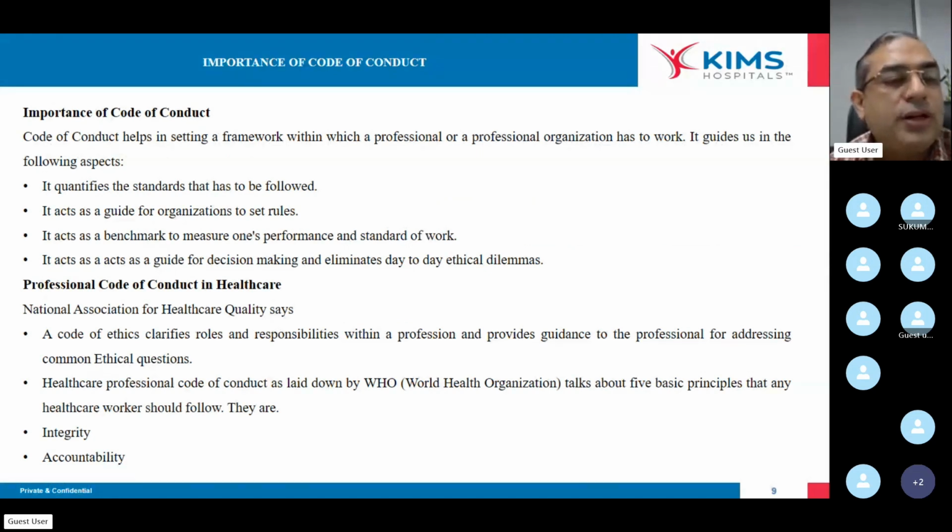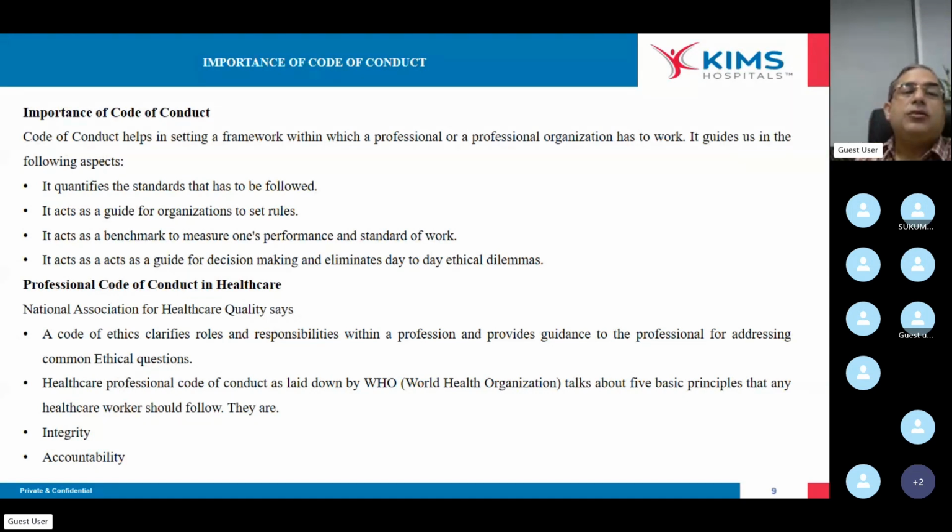Importance of code of conduct: it quantifies the standards that have to be followed. It acts as a guide for organizations to set rules. It acts as a benchmark to measure one's performance and standard of work. It acts as a guide for decision making and eliminates ethical dilemmas. So I'll just quickly give you an example of what I mean by quantifying the standards that have to be followed.